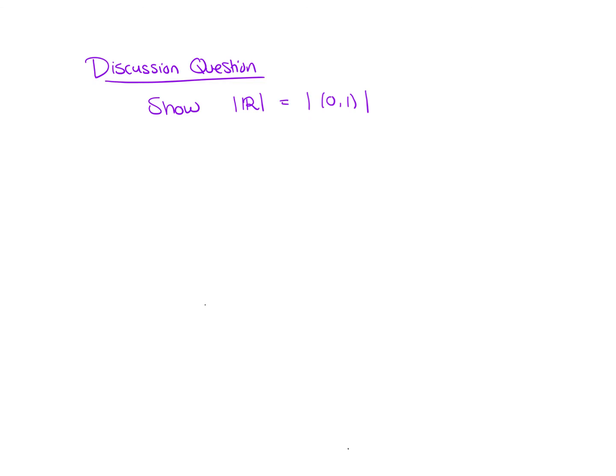Okay, for our final exercise in this section, I want you to think about showing that the cardinality of the real numbers is the same as the cardinality of the interval 0, 1 on the real line. So if I just think about this open interval, not including 0 and 1, here, the number of numbers, the cardinality of that set, is equal to the cardinality of the entire real line. So I'm just going to draw those as separate axes.